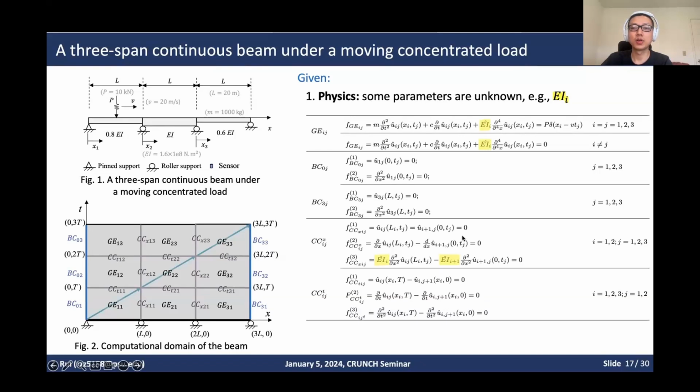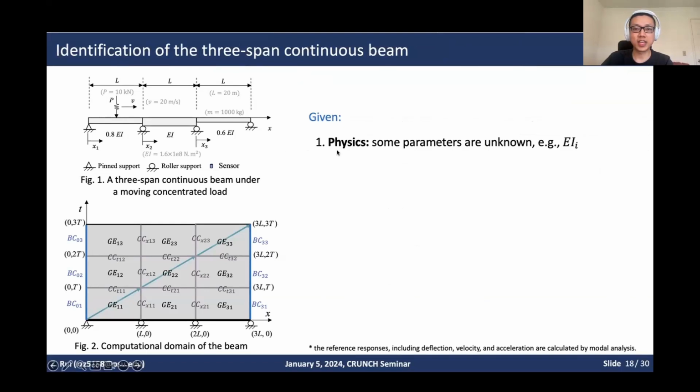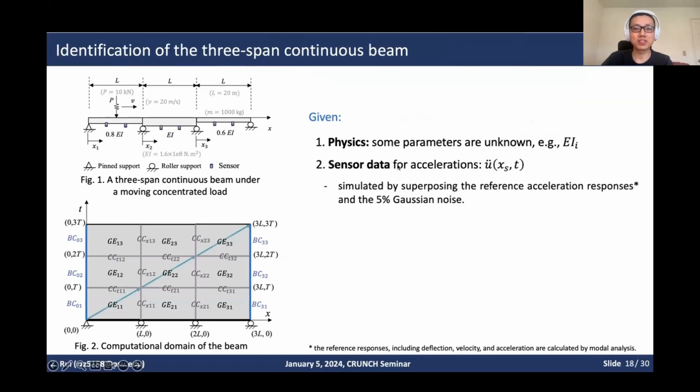So this yellow one is assumed unknown for this particular case. Then we're given the incomplete physics, and we also have some sensor data, because we need more information to identify the unknown parameters. For the sensor data, we use accelerations as an input, and we simulate the accelerations using a structural methodology, which is modal analysis, and add some noise, which is white noise, to simulate real-world conditions.